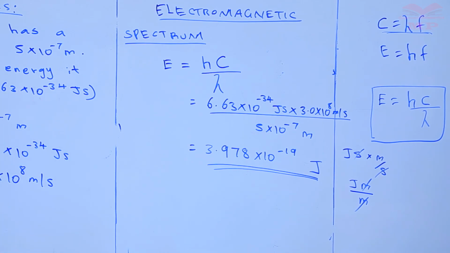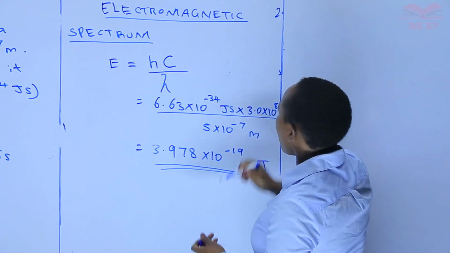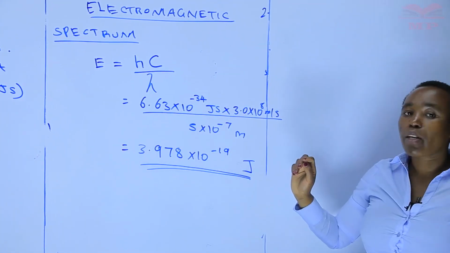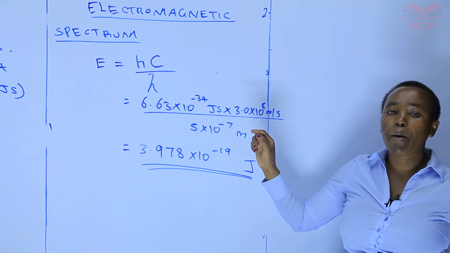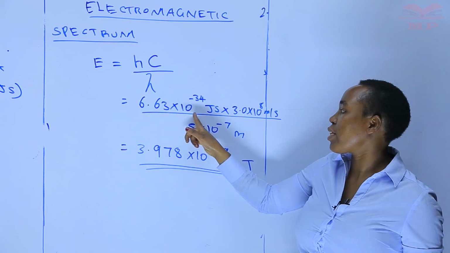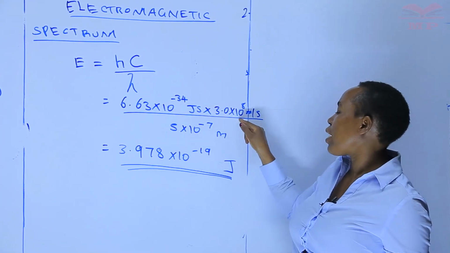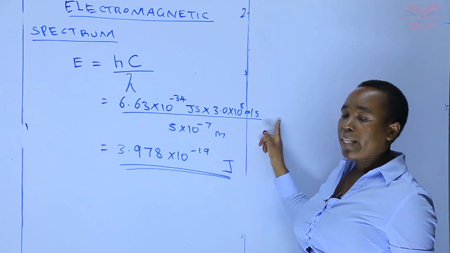So example 2. Question number 2. And remember, when you are feeding this in your calculator, it's always good that you remember to put the bracket. You just open the bracket, you write this, close it, you multiply, open it again, write this, you close it, you get the answer.